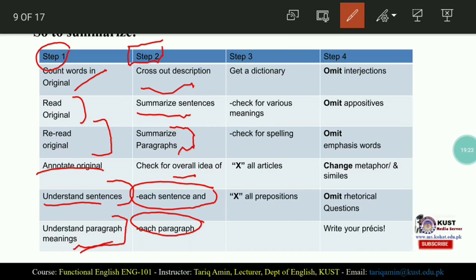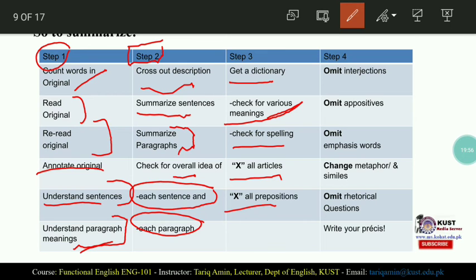The third step is to get a dictionary. You should have a dictionary while writing a précis or while reading the original piece of writing for précis writing. After that, check for various meanings. You should check the meaning of difficult words in the dictionary, and check spellings as well, so that you may not make spelling mistakes. And cross all articles and cross all prepositions.